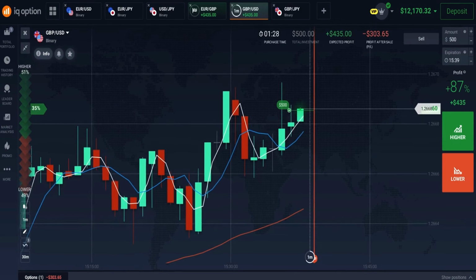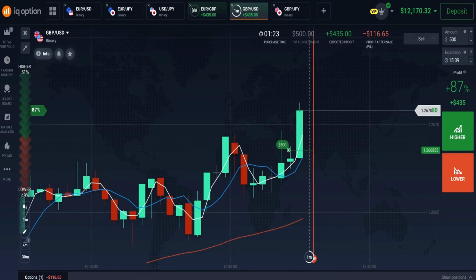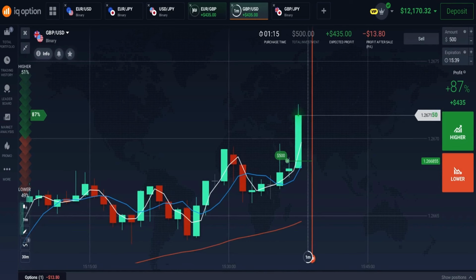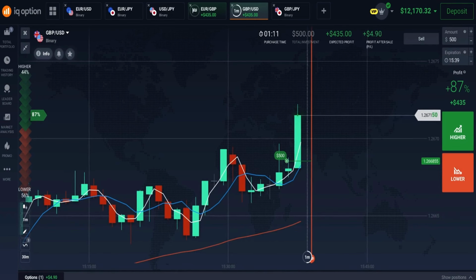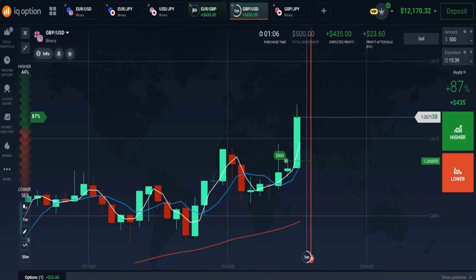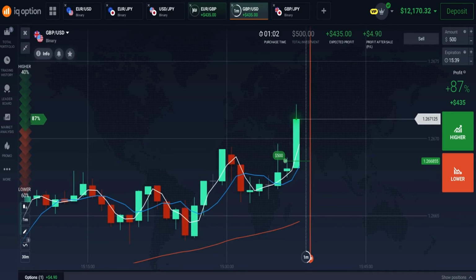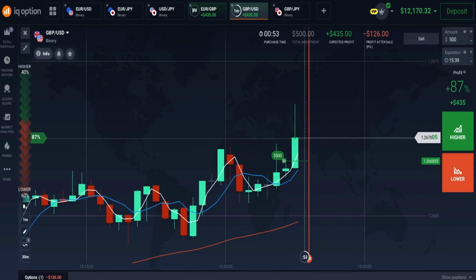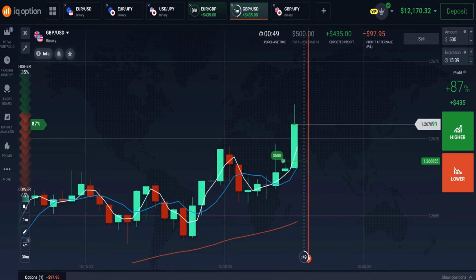So, I've entered a buy trade with a 3-minute expiry time. Let's wait for the result together and see how it plays out. Just like the sell setup, this buy setup works because it combines trend confirmation and momentum signals. The red SMA acts as a trend filter, ensuring we only trade in the direction of the overall trend.